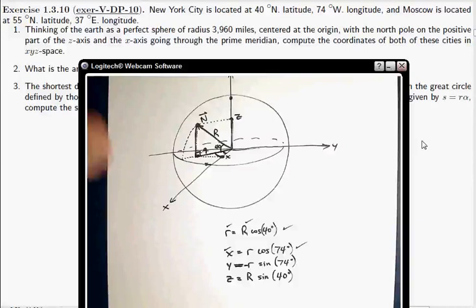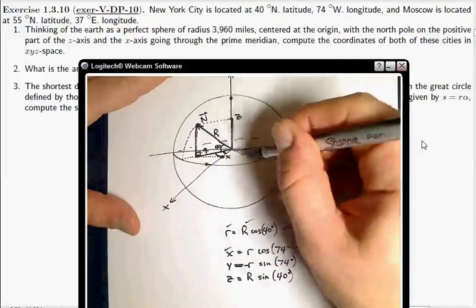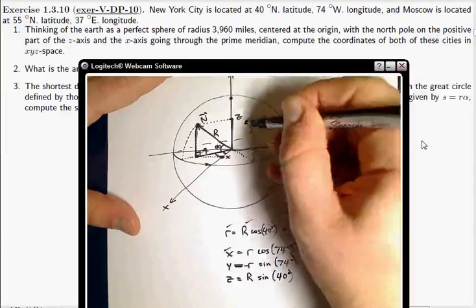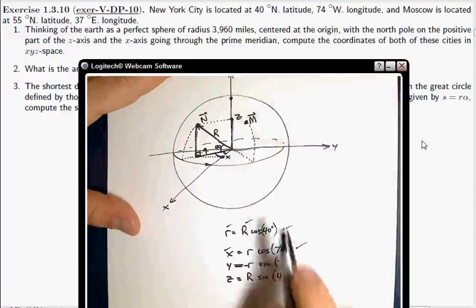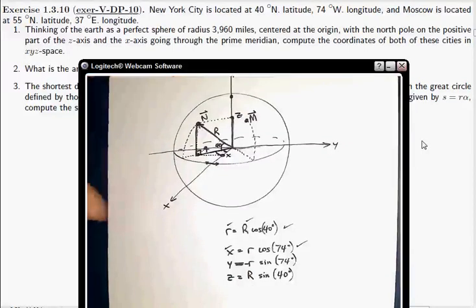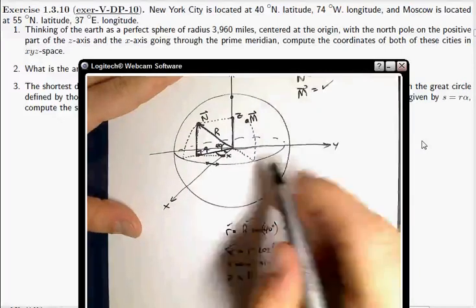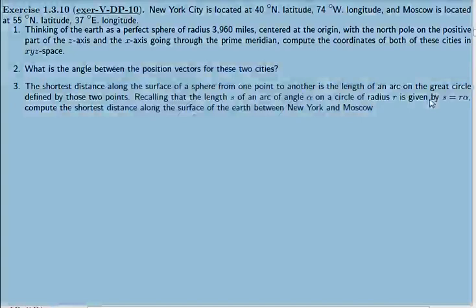Yeah. So Moscow is a similar deal. It's just that it's east longitude, so it's maybe over in this direction and then up by some angle. So there's Moscow. And you can play the same sort of game. The main difference, aside from the angles being different, is that since this is east longitude, you're not going to have this minus sign here when you're computing its y coordinate. Okay. So we know what n is, and we know what m is by this sort of calculation. Now, what do you do with this? Well, let's go to part 2 of the problem.